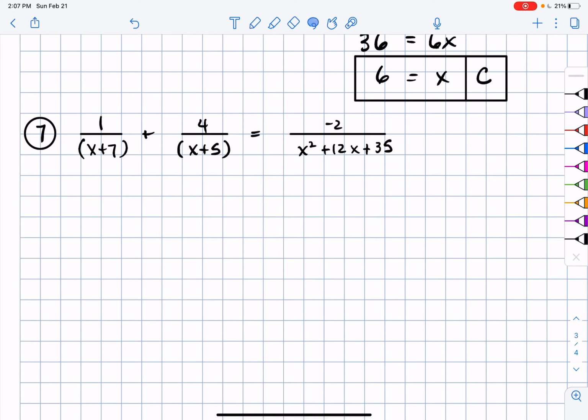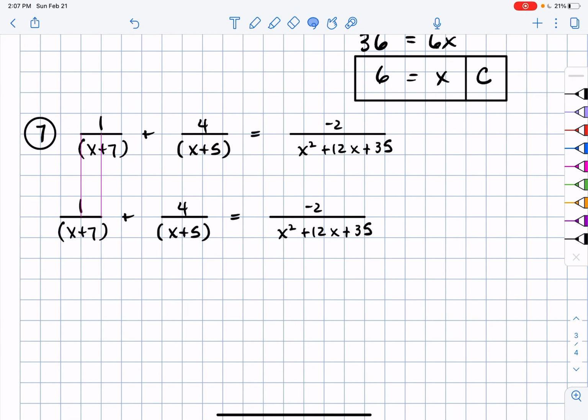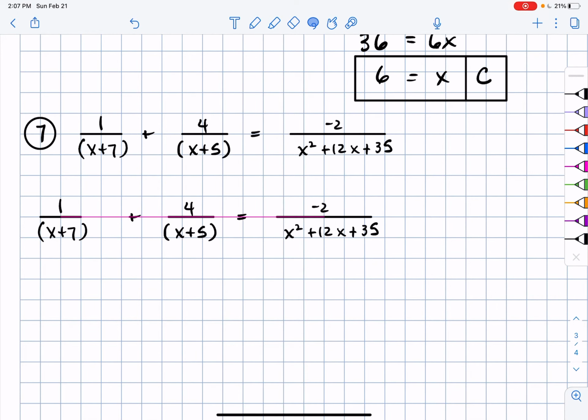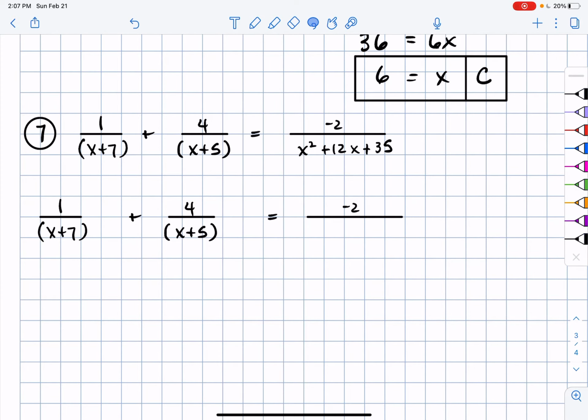Number 2, I would still do this problem exactly the same way as I just did the rest of the problems. Okay, so I'm just going to take this over, slide this over a little bit, slide this over a little bit. Okay, so however, you do want to make sure that you factor everything, okay? So I need to make sure I factor this right here, okay? And when I factor this, it's going to become x plus 5 and x plus 7.